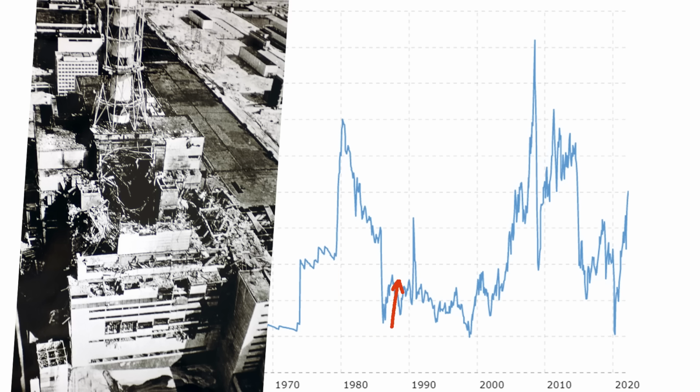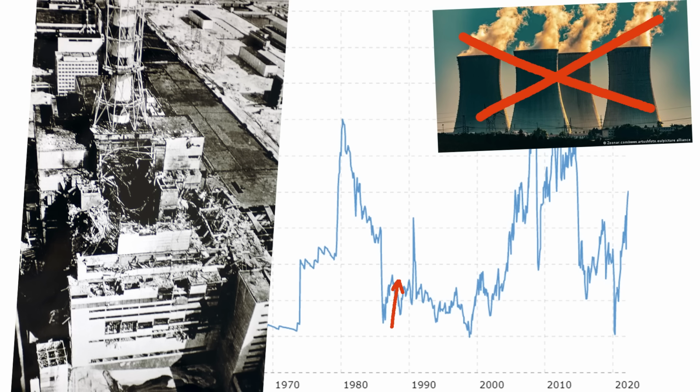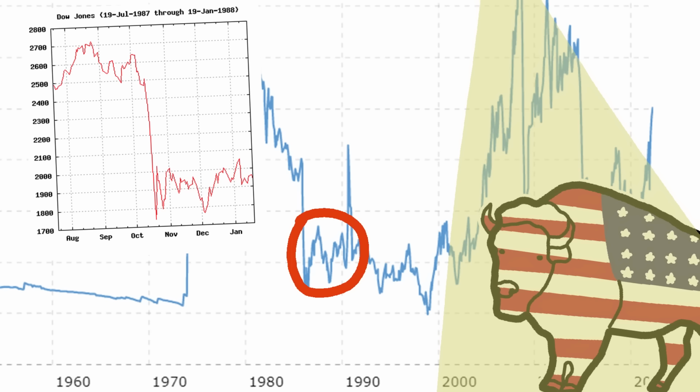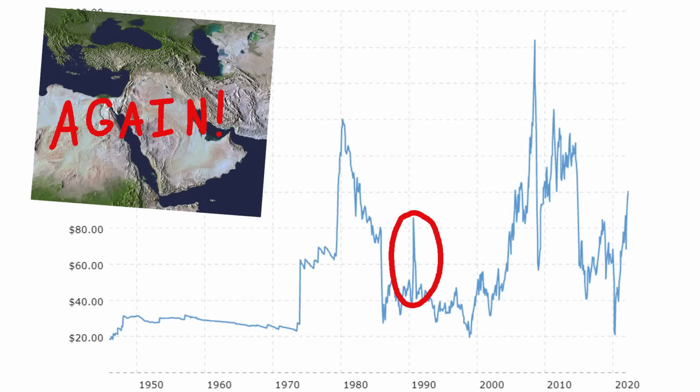Funnily enough, the time when the markets went back up from this crash was directly after the Chernobyl disaster occurred. Perhaps demand for oil went up after people trusted nuclear energy options much less. Then a stock market crash in 1987 sent this graph down and back up again, and then we entered the 1990s, one of America's golden ages. But again, because of Middle Eastern politics, this graph spikes up and down.